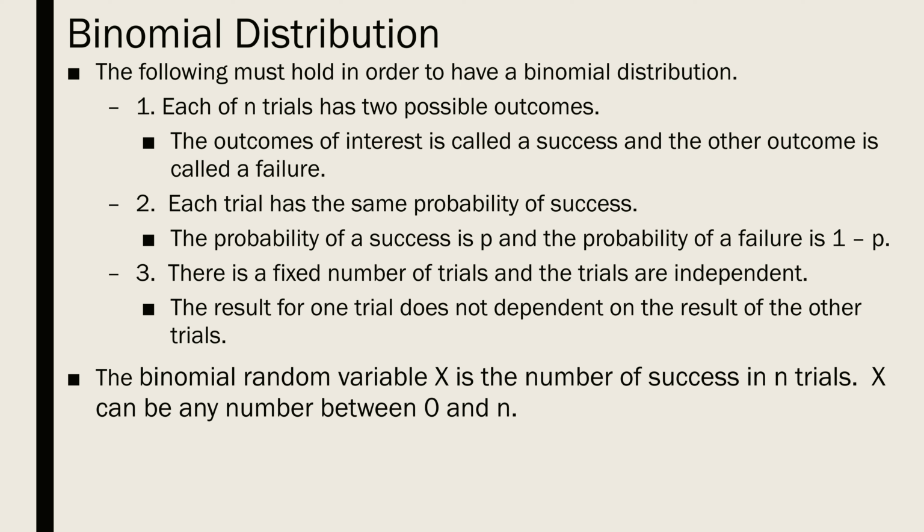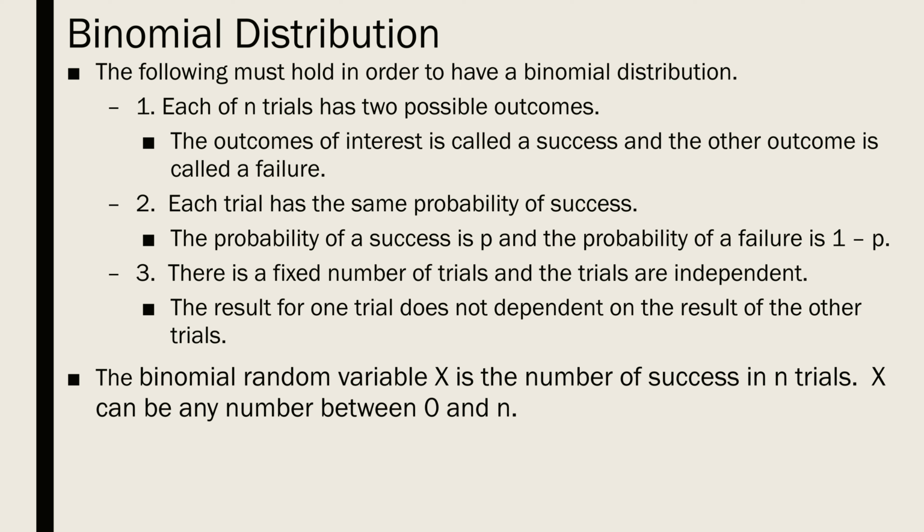Second, each trial has the same probability of success. The probability of a success is p, and the probability of a failure is 1 minus p. Last, there is a fixed number of trials, and the trials are independent. The result for one trial does not depend on the result of the other trials.